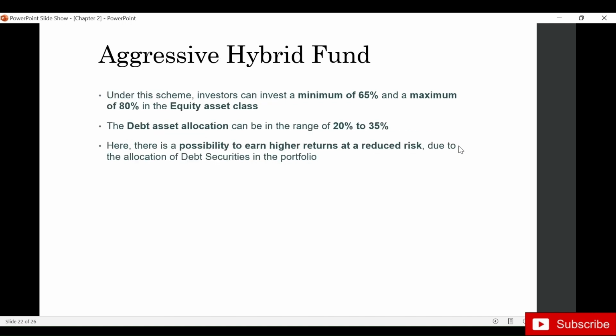Moving on to the third category, we have aggressive hybrid fund. In this scheme, the investors can invest a minimum of 65% and a maximum of 80% in the equity asset class, that is in shares and stocks. The debt asset allocation here for aggressive hybrid fund can be in the range of 20 to 35%. And in aggressive hybrid fund, there is a possibility to earn higher returns at a reduced risk. So why do I say reduced risk? Because here we have 20 to 35% of allocation in debt securities, which reduces the risk.